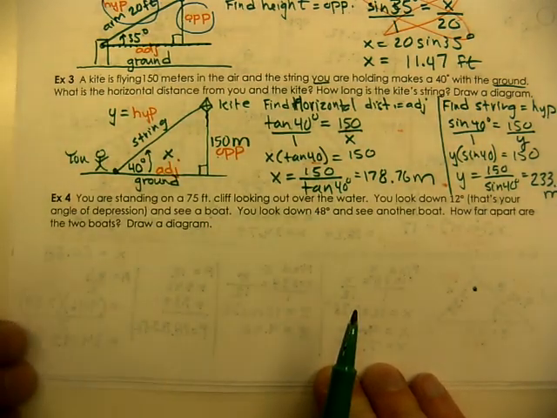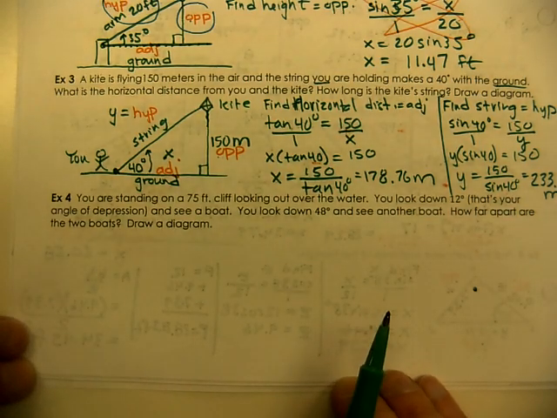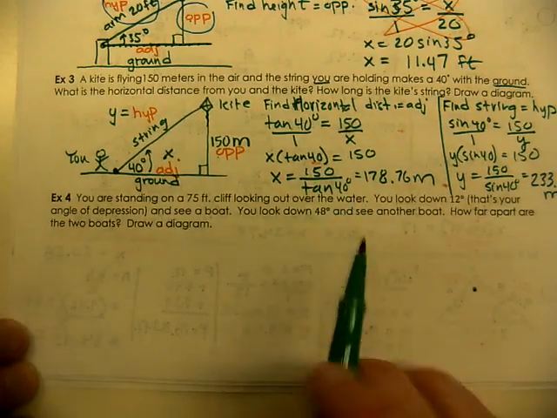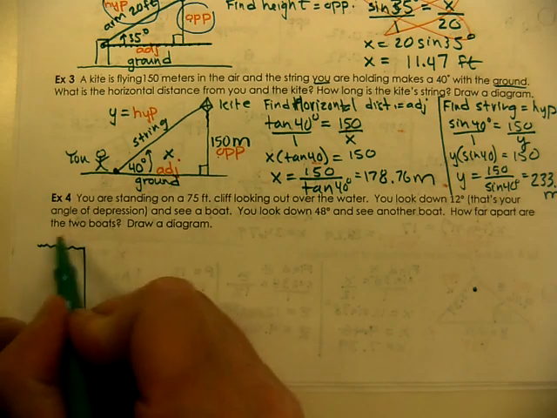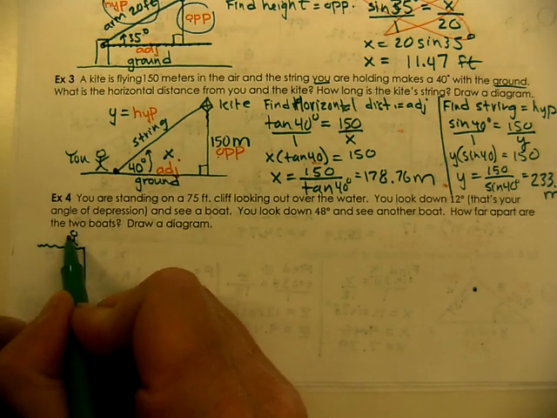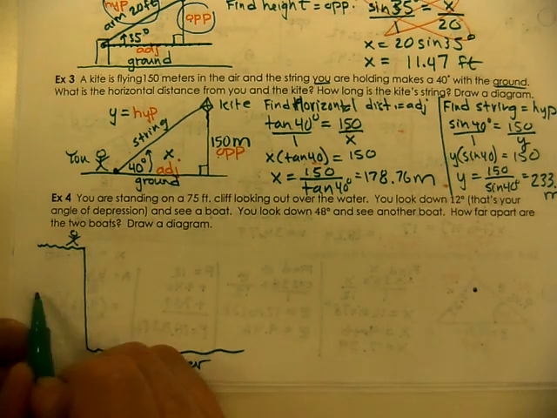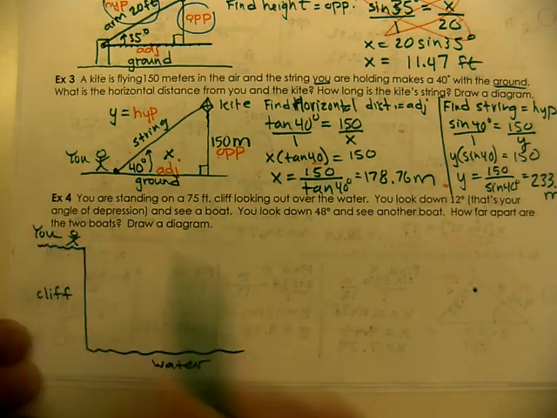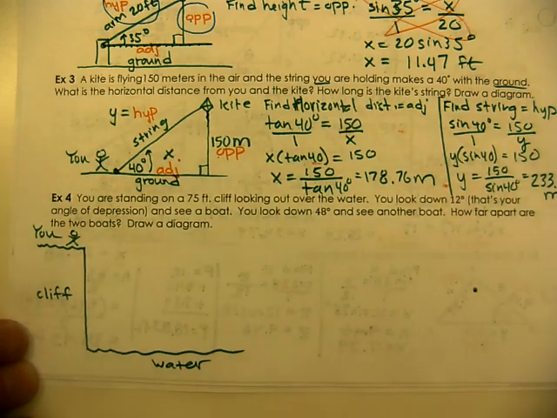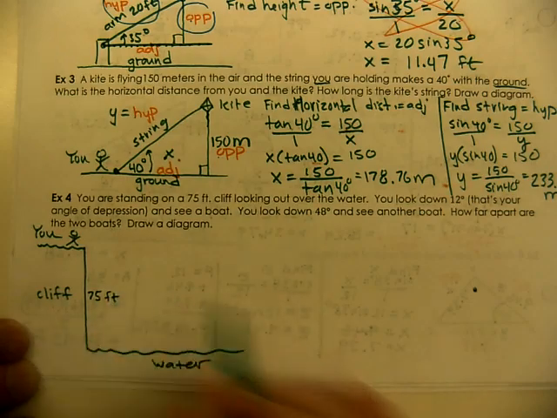Here's example 4. So you are standing on a 75-foot cliff looking out over the water. Okay, just pause for a moment. Here's the cliff. Here's the ground above. That's where you are standing, right on the edge. And then here's the water. All right, so again, we're just labeling some of these things. There you are, standing on the cliff. I guess it was 75 feet. We can put that information on there too. 75 feet above the water.